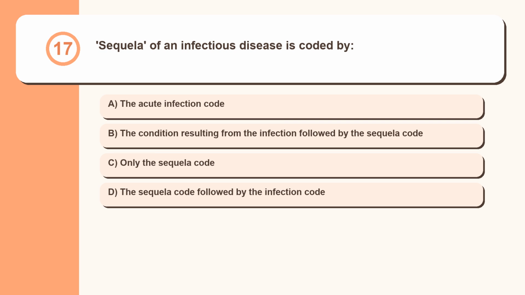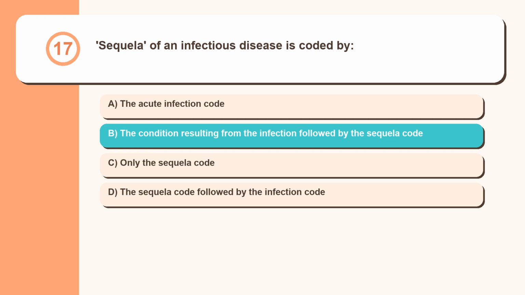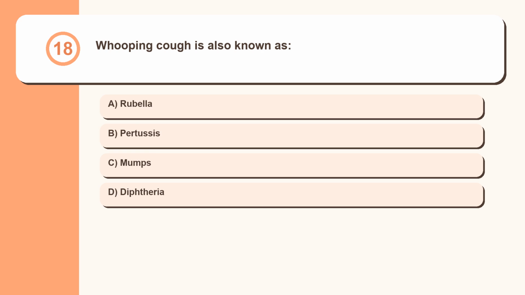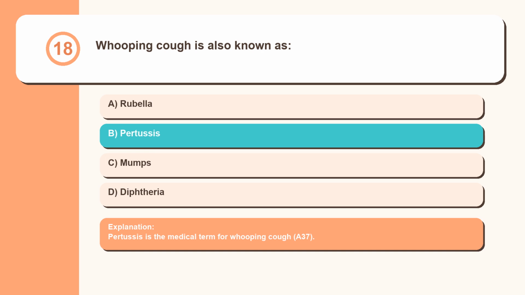Question 17. Sequela of an infectious disease is coded by the acute infection code, the condition resulting from the infection followed by the sequela code, only the sequela code, or the sequela code followed by the infection code. Code the residual effect first, then the sequela code, example B90-B94. Question 18. Whooping cough is also known as rubella, pertussis, mumps, diphtheria. Pertussis is the medical term for whooping cough, A37.